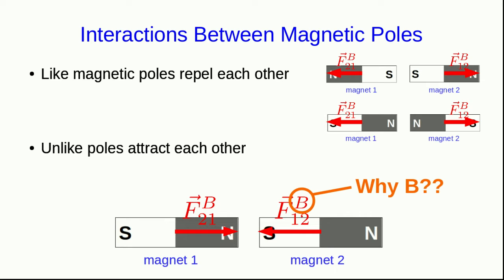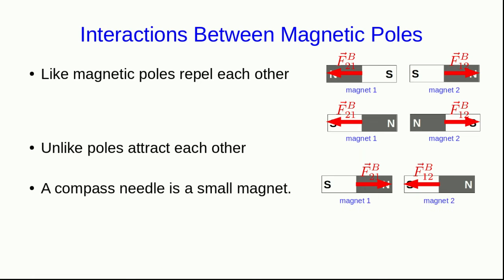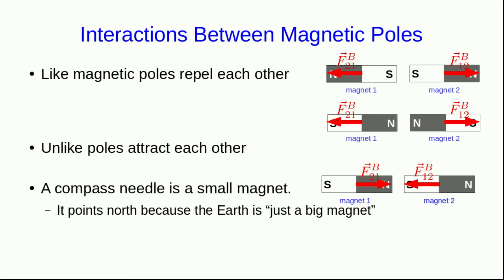You may notice that in these forces I'm using B to represent magnetic forces. Why B? Why not M? Well, don't worry about it. It's historical. The reason a compass needle works is that it's just a small magnet, and the reason all magnets will turn so that one end seeks north is that the Earth itself is just a big magnet.